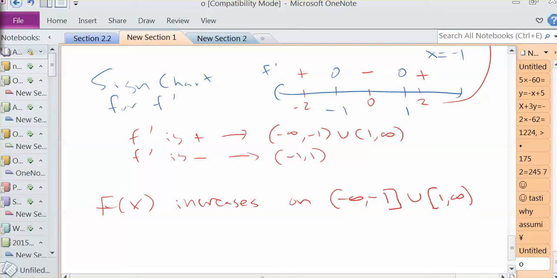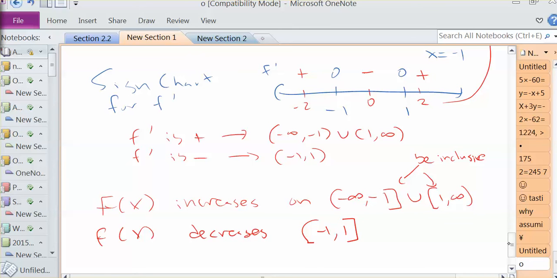Now I'll explain some more detail when I see you guys again, but you want to be inclusive when you're stating how it's increasing or decreasing, because it is increasing up to that point. Even though the derivative is 0 at negative 1 and at positive 1, it is increasing up to negative 1. It's increasing at 1 and then forever to infinity. So you do want to put brackets there. And of course, f of x decreases in this interval from negative 1 to 1.